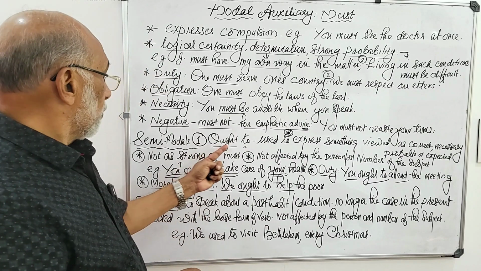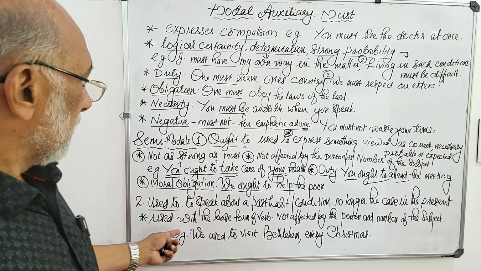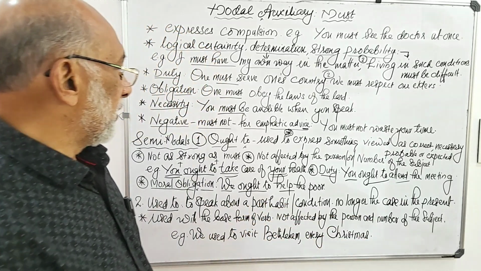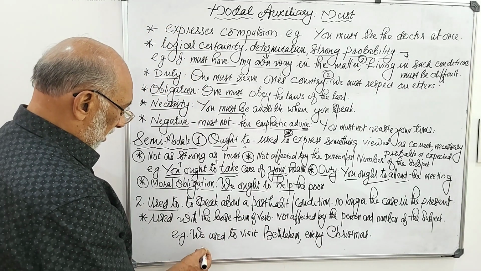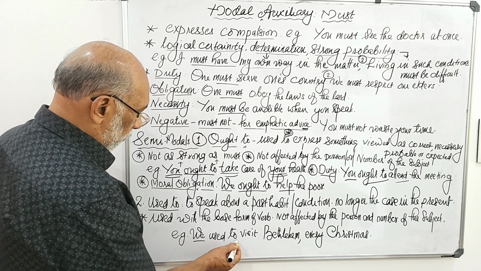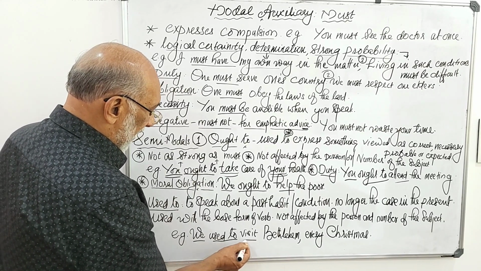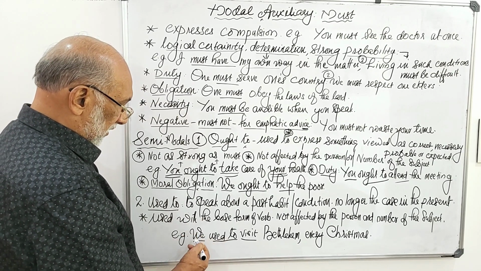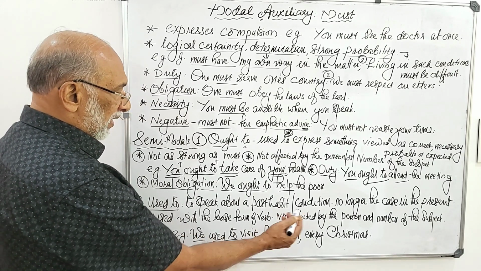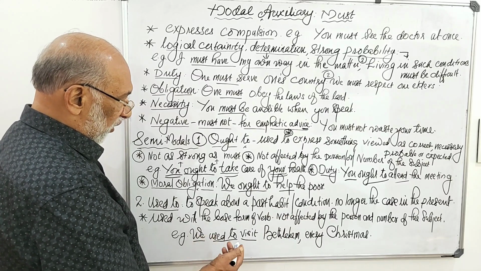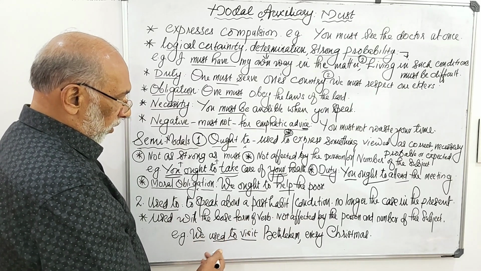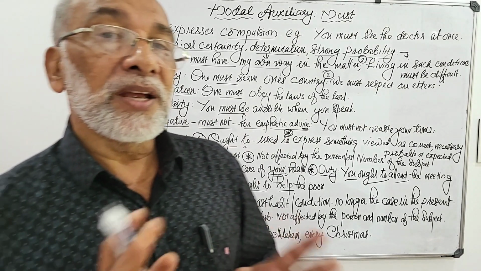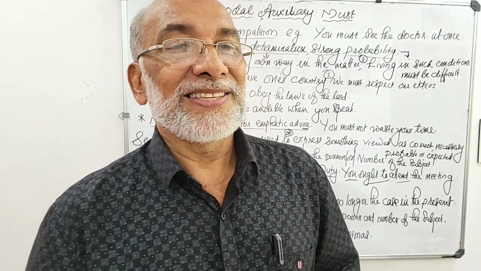And as in the case of ought to, used to is used with the base form of the verb and not affected by the person or number of the subject. We, subject plus used to plus the base form of the verb, and it is the same with all the subjects. I used to visit Bethlehem every Christmas. He or she, we used to visit Bethlehem every Christmas. No change in the form according to the change of the subject.